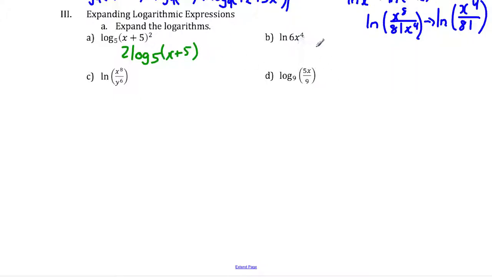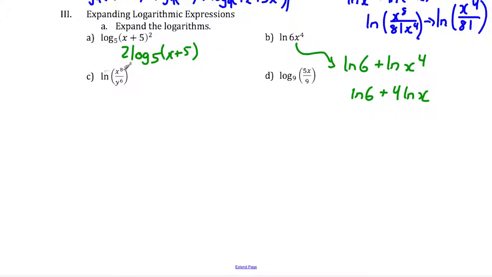Now, for letter B, we can see natural log of 6x to the fourth. It may be tempting to do the power property first. However, this 6 is not raised to the fourth power. So I actually do need to separate these using the product property. And I write, since this is 6 times x to the fourth, I write this as natural log of 6 plus natural log of x to the fourth. Now that these are separated, I can use the power property and do natural log of 6 plus 4 natural log of x.